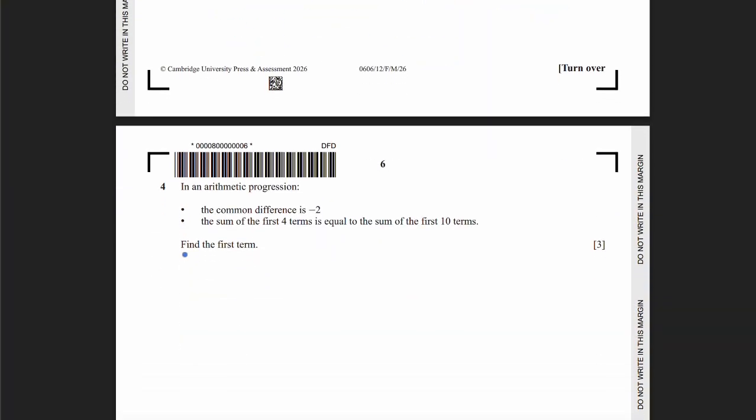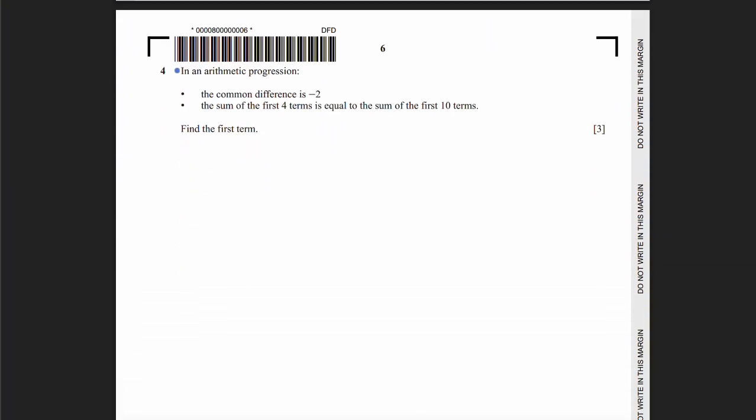Alright, next question. Whoa, we have an arithmetic progression over here. The common difference d is minus 2. The sum of the first 4 terms is equal to the sum of the first 10 terms.